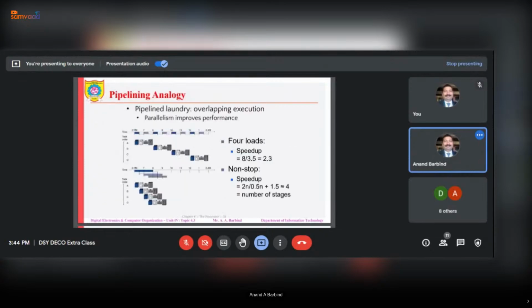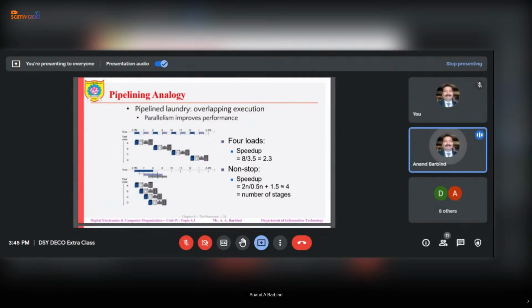Okay. Now, let us come to pipelining. Now, how these instructions will be executed in the pipeline mode, that we are going to see. Before we actually go for execution of instructions in the pipeline mode, let us first understand the analogy of a laundry. What happens in a laundry, how the clothes are washed, that we shall see.